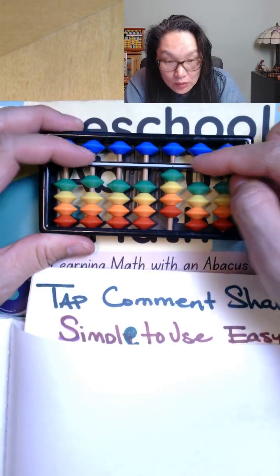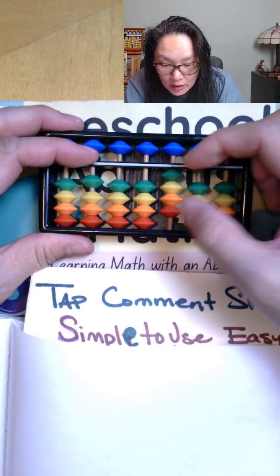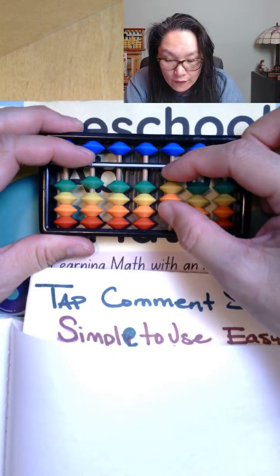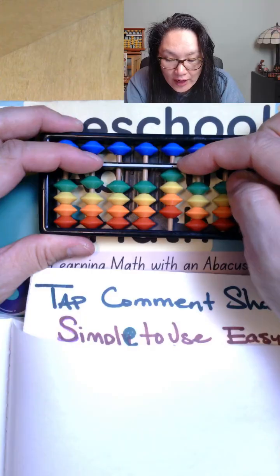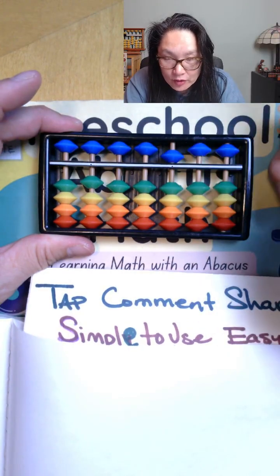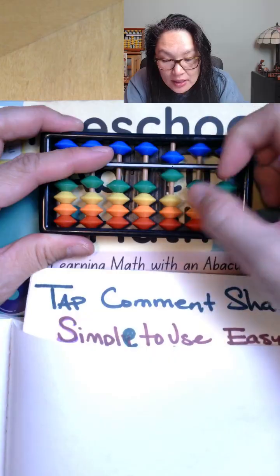Okay, so we have 1, 2, 3, 4. Anytime the beads are touching the horizontal bar, we're counting it. So we have 4, then we're going to go 5. What's after 5 is up here. The top bead will always be 5 no matter what. The top bead is 5. So when we count, we have 6, 7.